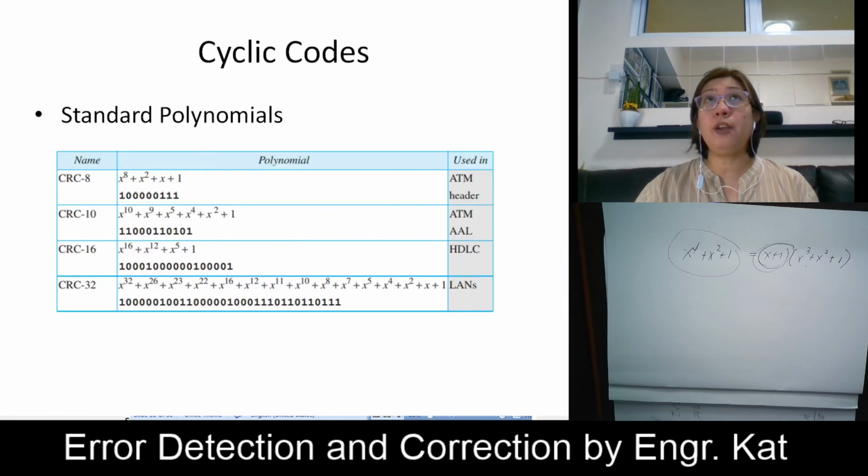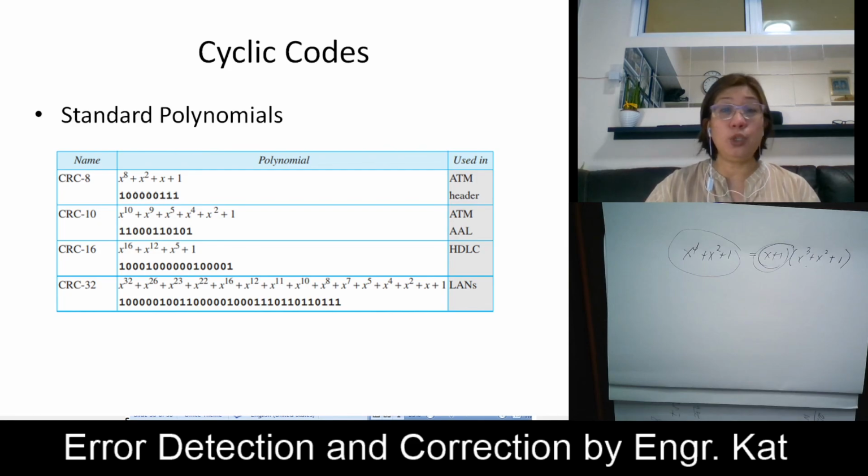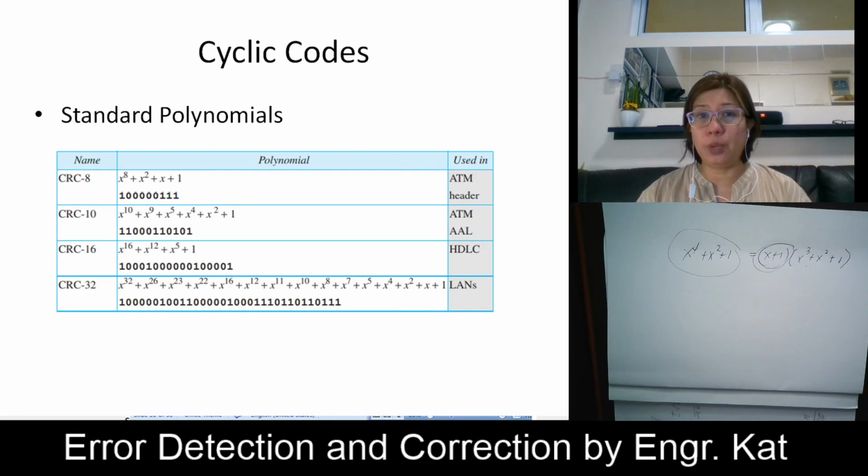Okay, so we have here standard polynomials. These are some standard polynomials used by popular protocols for CRC, or cyclic redundancy checking generation, along with the corresponding bit pattern. We have here CRC 8, CRC 10, CRC 16, CRC 32. These are usually the standard, or the recommended generator polynomials to be used.